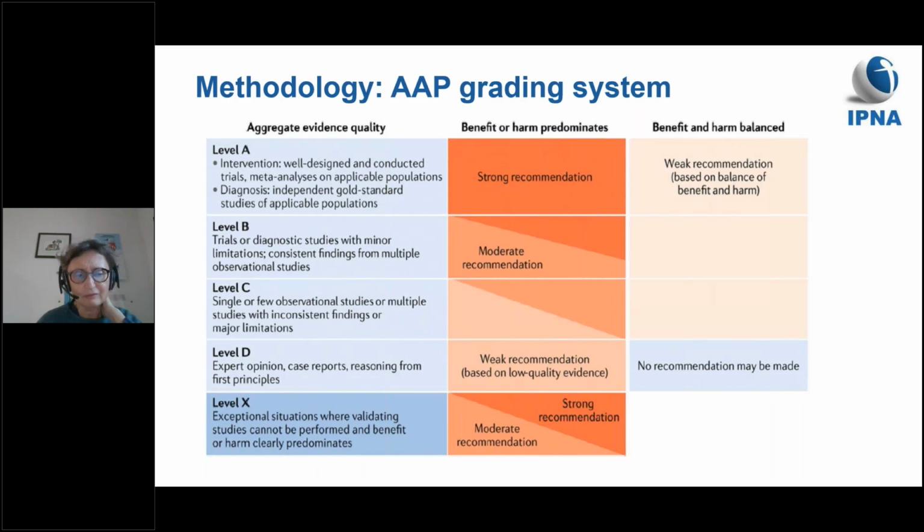And then there's a special level, which is unfortunately very frequent in the pediatric world, which is level X. Level X is when you have a situation where you don't consider it necessary to perform validating studies because the benefit is clearly predominant over the harm of giving that statement, and therefore that statement can be made. Essentially, it's based on common sense and routine clinical practice. But this can be a little tricky in some situations.